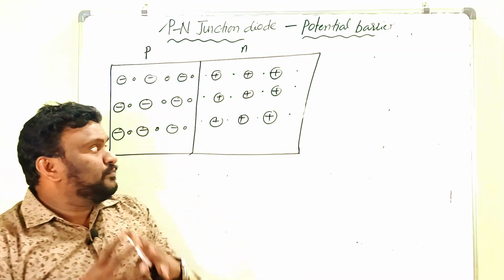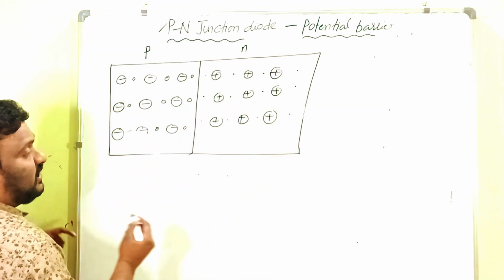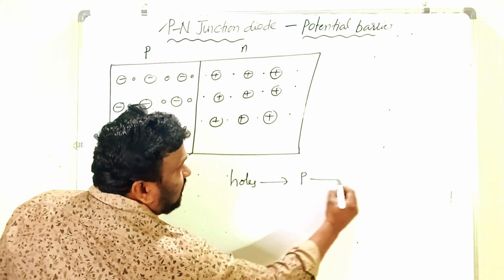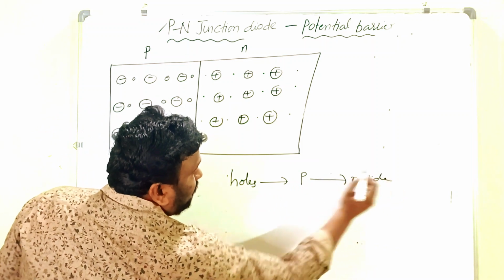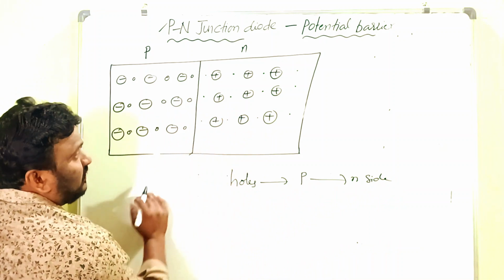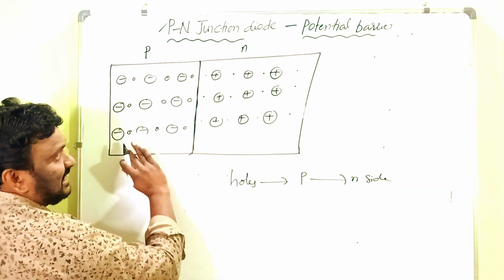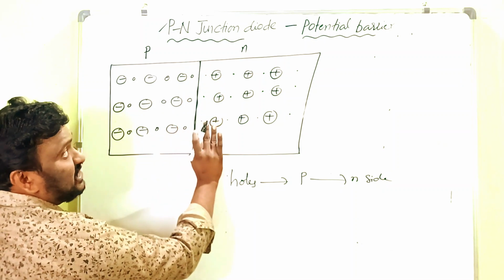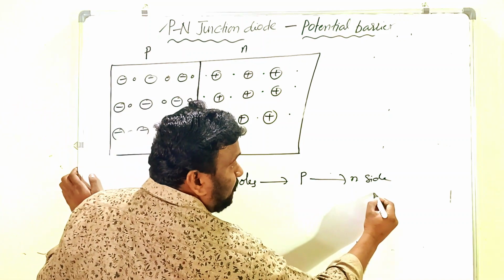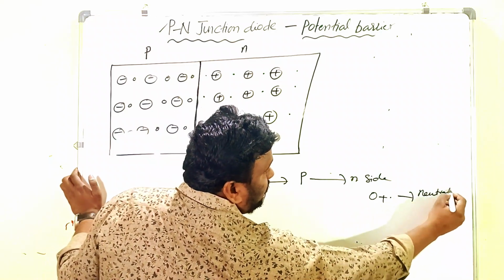Now here you have to observe: holes are positive, electrons are negative. Due to that, holes want to move from the p side to the n side. The junction is here. They cross the junction and enter the n-type material, and there they combine with the electrons and become neutral.